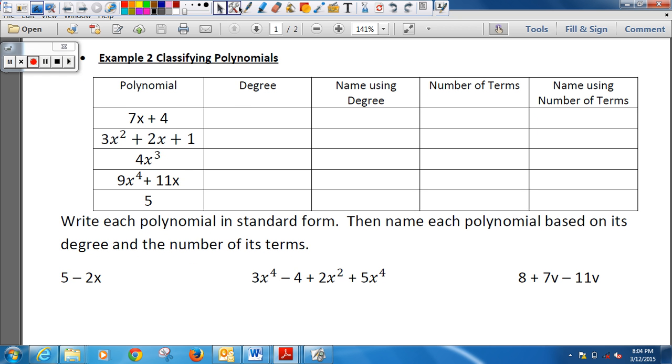If I look at this next one, this is a polynomial because it has two terms. The degree, the biggest exponent, is 1 here, so it's a first degree polynomial. The name using this degree, any first degree polynomial, is called a linear expression. The number of terms in this case is 2. 7x is one term and 4 is one term. And because there are two terms, it is called a binomial.